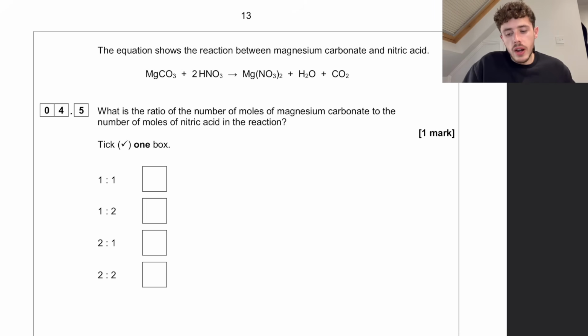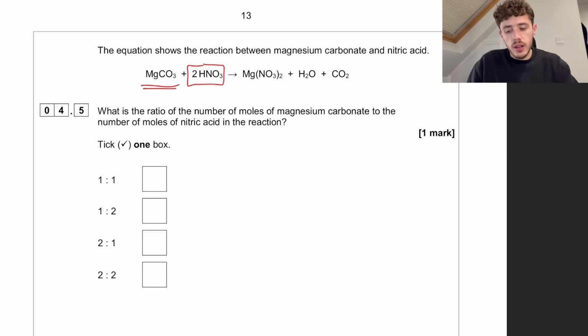The equation shows the reaction between magnesium carbonate and nitric acid. So there is your formula. What is the ratio of number of moles of magnesium carbonate to the number of moles of nitric acid in the reaction? So the magnesium carbonate is MgCO3, and the nitric acid, because this is the reaction of the two things, will be this one here.